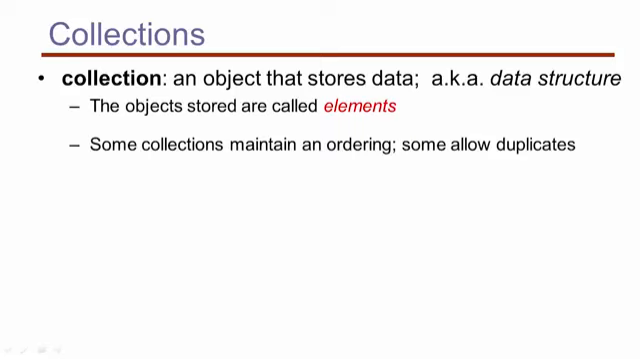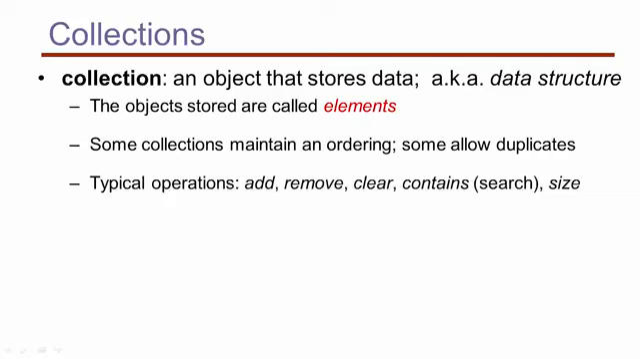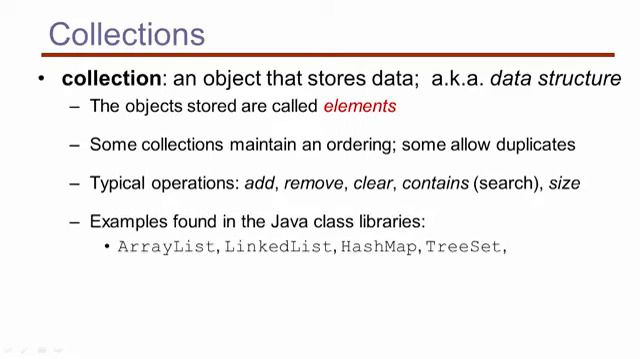Now, some collections maintain their elements in some type of order, while others are unordered. Some allow duplicate elements, while others do not. A few of the typical operations that we perform on a collection are to add a new element to the collection, to remove an element from the collection, to clear all elements from the collection, to search a collection to see if it contains a specific element, and to get the size of the collection. Example implementations found in Java include array lists, linked lists, hash maps, and tree sets. And there are more. We will examine array lists and hash maps more closely in later lectures.